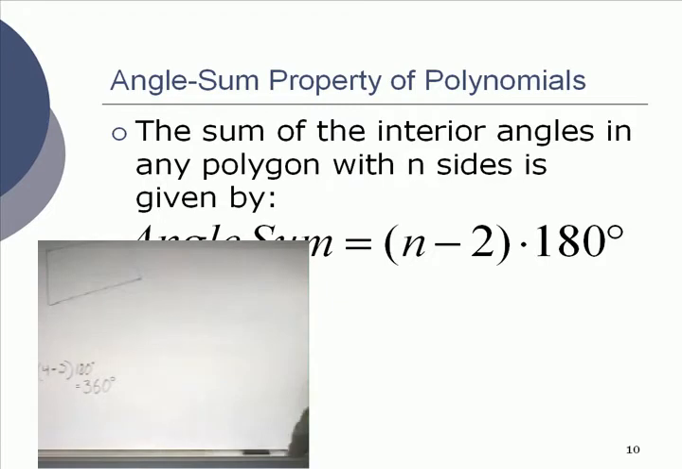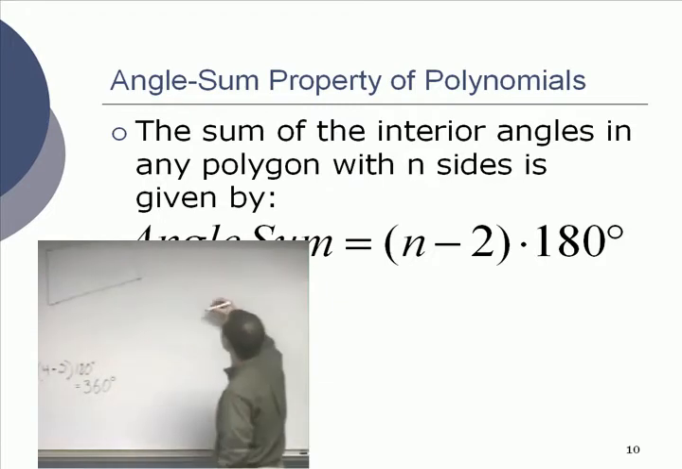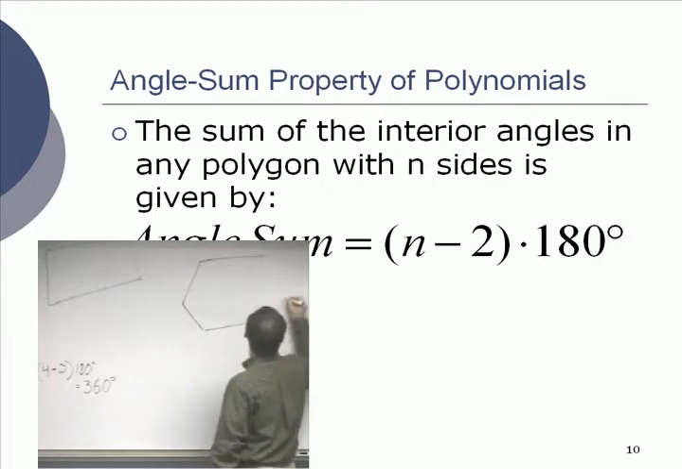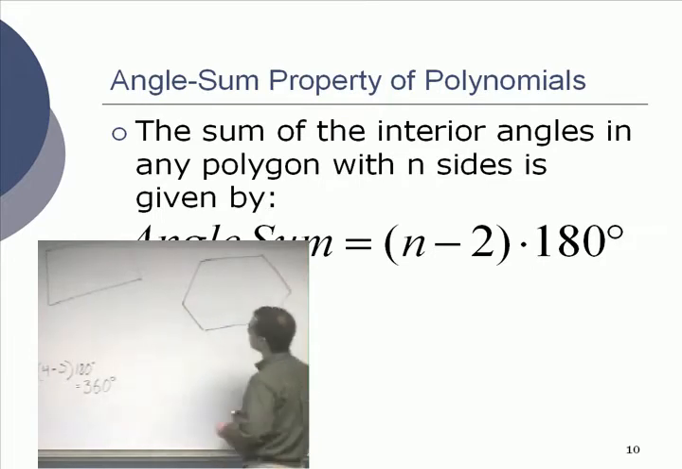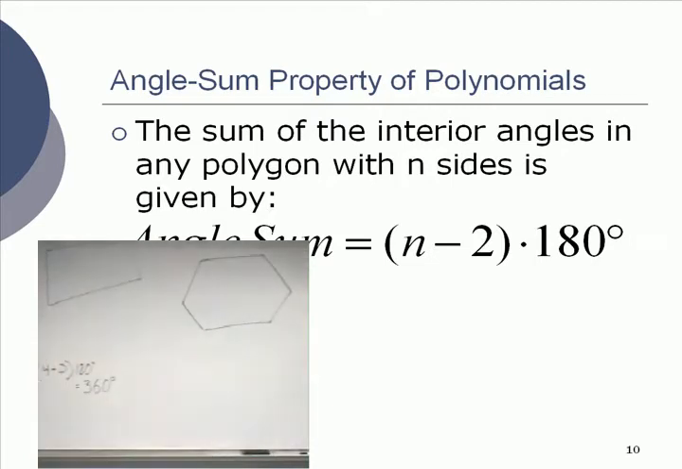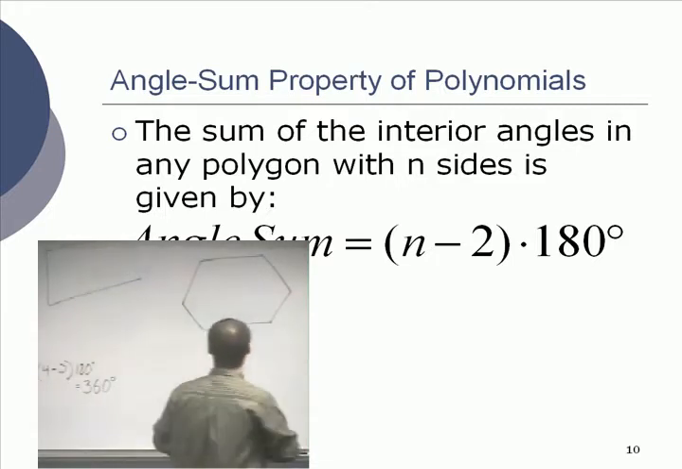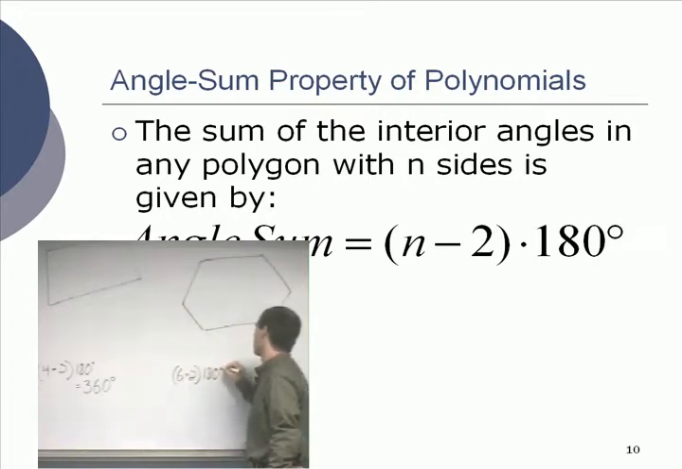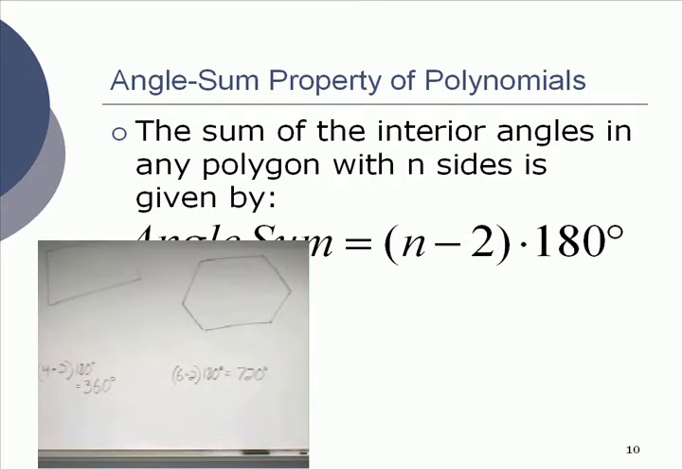Well, what if we had a hexagon? How many total degrees will there be? We got 6 sides, so the total of the angles inside a hexagon, 6 sides, is going to be 720 degrees.